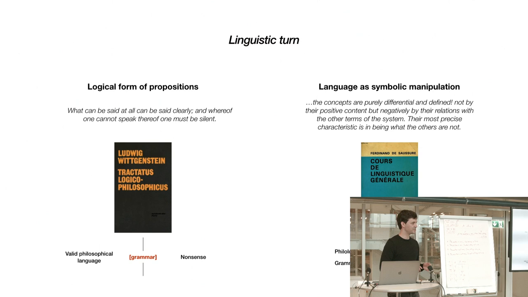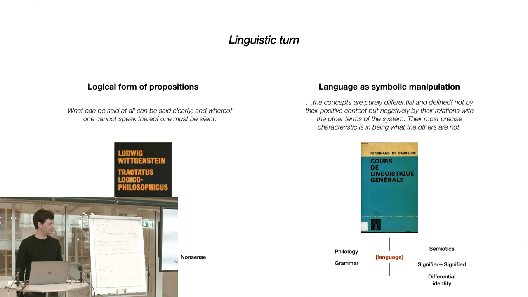Like we have in classical grammar, what is a valid sentence and what is invalid? What is a grammatical sentence? What is not grammatical? He does this to philosophical statements, which is super radical thinking. And the second one is Saussure, actually he's Swiss, and he started looking for a formal symbolic way to address language. So he says, the concepts are purely differential and defined not by their positive content, but negatively by their relations with the other terms of the system. Their most precise characteristic is being what the others are not. So he defines the thing not as the thing, but as not the other things. Also a very radical thing. And in this way, he was able to deal with language symbolically. So it's not about the meaning, it's about relations of symbols within a context.